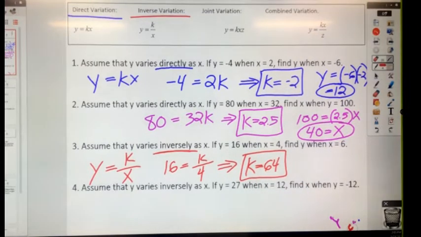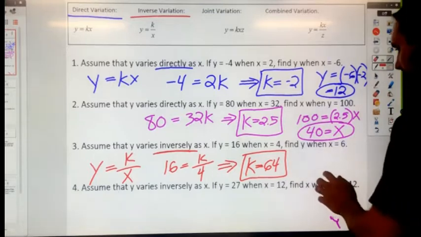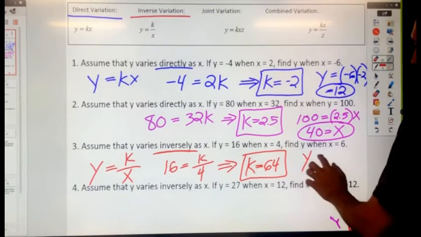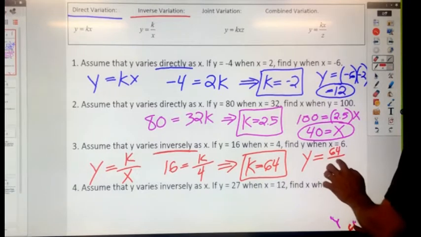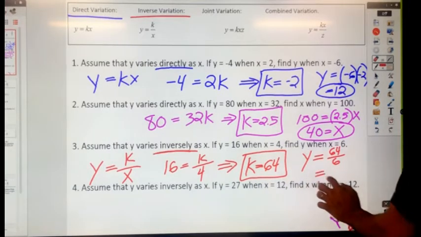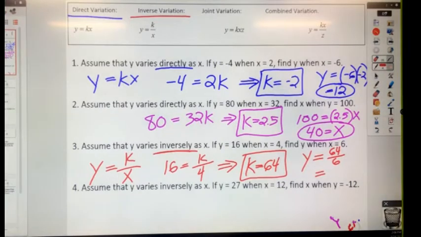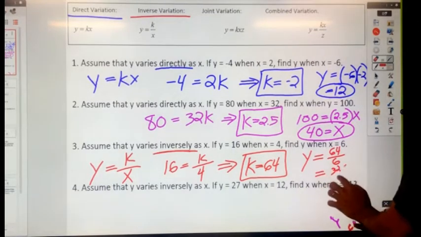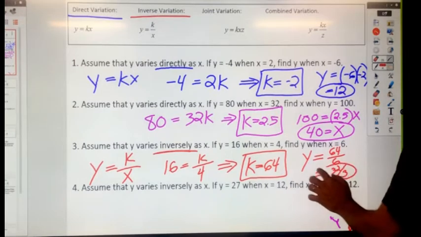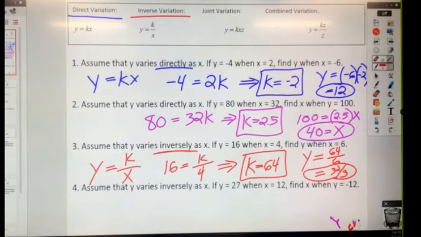Now I want to find y when x is 6. It was inversely. Okay. So y equals k over x. k is 64 over x, so it gives me 6. That equals 64 over 6, which is a decimal. I'll leave it as a fraction, 32 thirds. 32 over 3. Simplified fraction. So now let me have you try number 4.